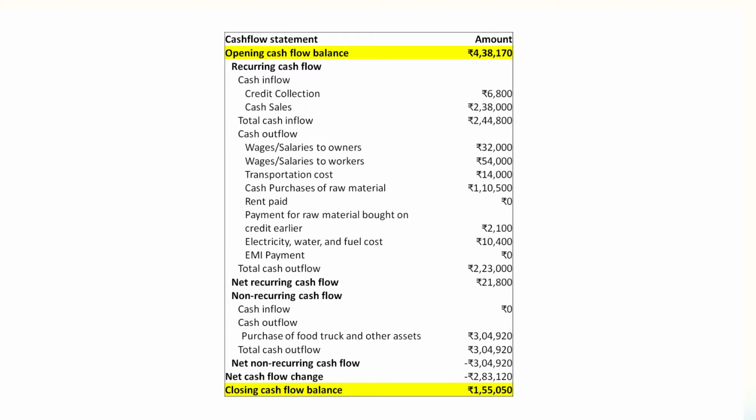As you can see, the closing balance is much lower than the opening balance. Yes, the purchase of a food truck and other assets has resulted in a decrease of cash balance. However, the cash balance is a positive number.